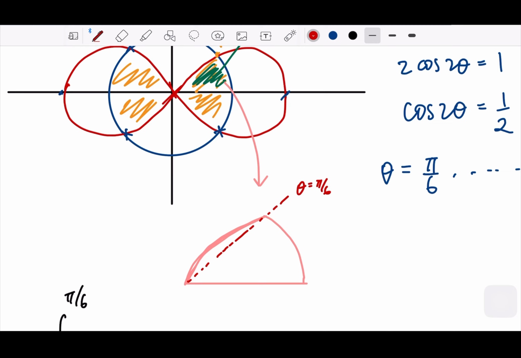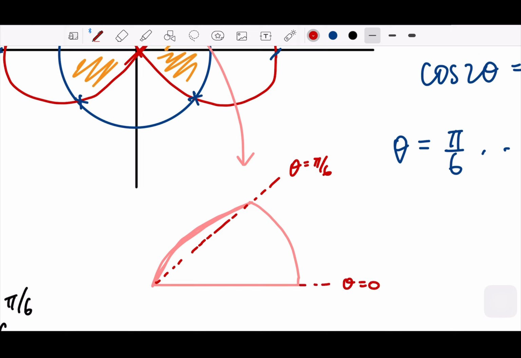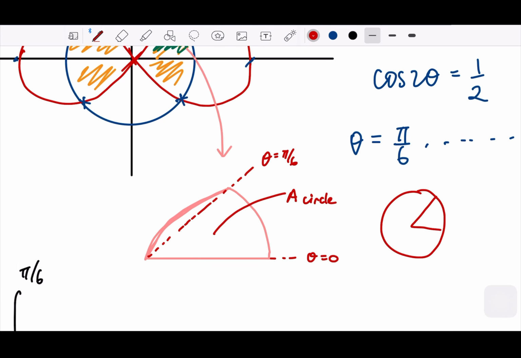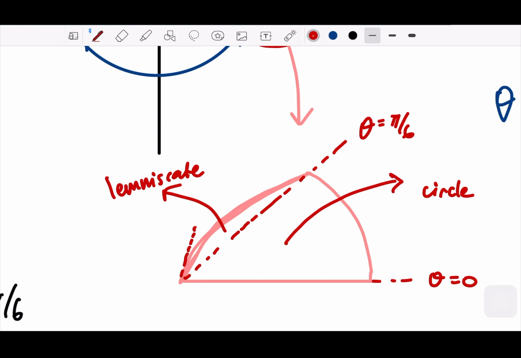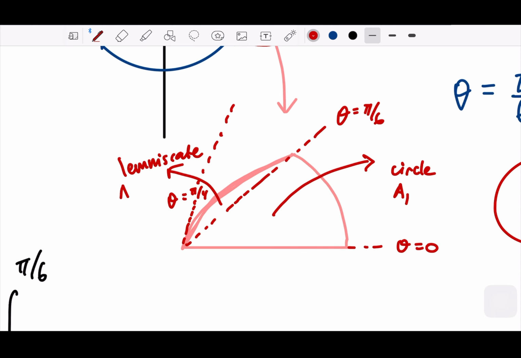And we have theta equals 0. If we just take this area, this is the area for the circle, right? If you have a circle, you have a sector. And this area is for the lemniscate. Now the lemniscate goes from pi over 6 to here, where cos 2 theta is 0, which in our case is theta equal to pi over 4. So we will need to add A1 and A2, making it into two areas.